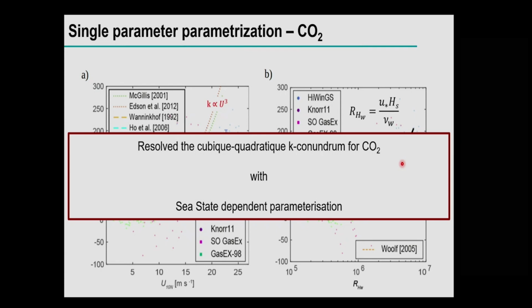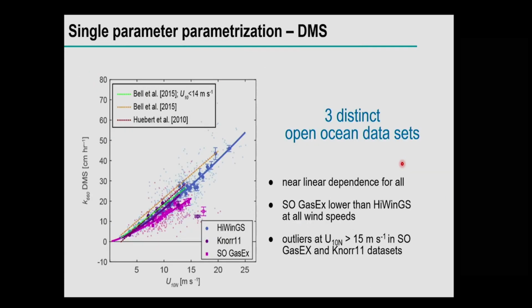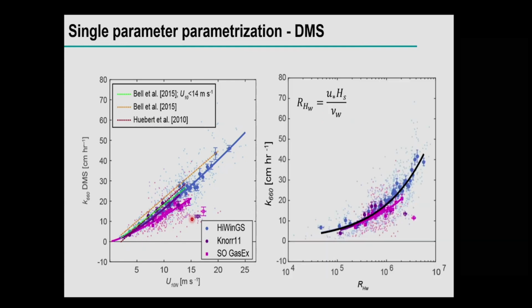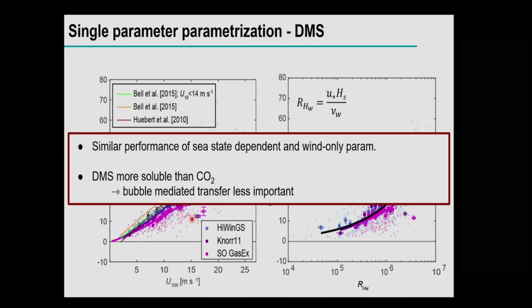relationship for CO2. We also had another gas on High Wind, which was DMS. Now, DMS is more soluble than CO2, and it shows mostly a linear dependence on wind speed. And when I plotted that against the Reynolds number, I didn't quite find an improvement, so waves are less important, and that's because the bubble-mediated transfer is less important.